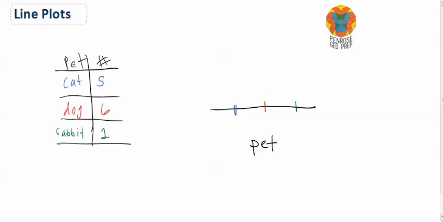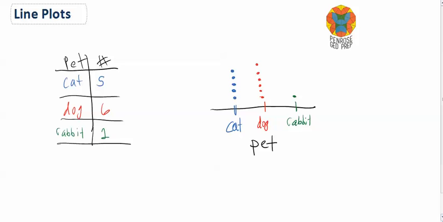So there are 5 cats in the neighborhood. So we're going to draw 5 dots above the cat mark. So that's the cat mark, and we draw 5 dots. So 1, 2, 3, 4, 5. And now for the dog mark, we see that there are 6 dogs in the neighborhood, so we're going to draw 6 dots. And we're going to draw them at about the same level as the cat one. There we go, 6 dogs in the neighborhood. And then for rabbits, we draw just 1 dot because there's only 1 rabbit owned in the neighborhood.